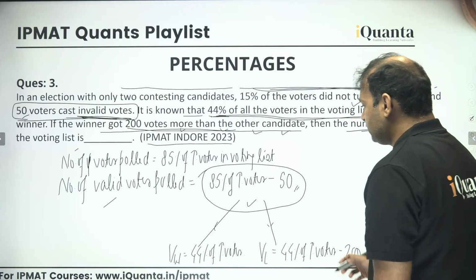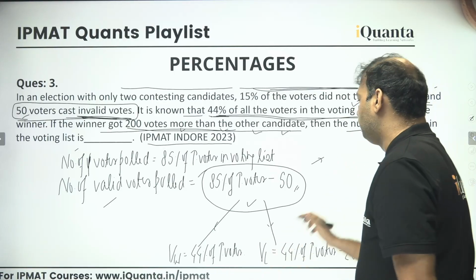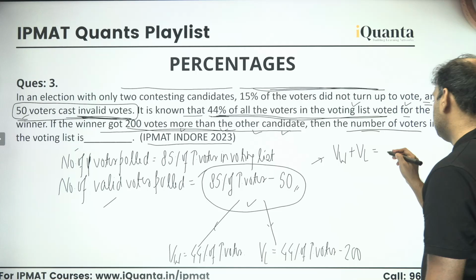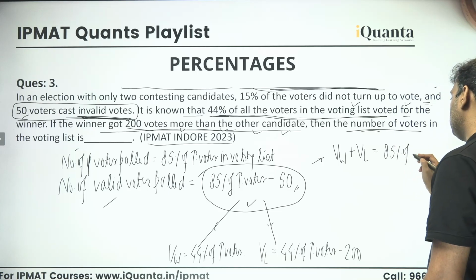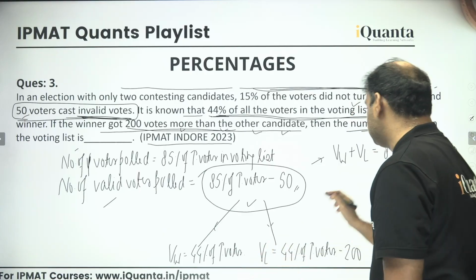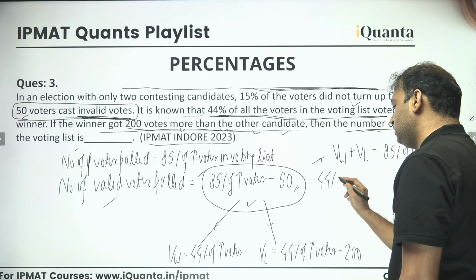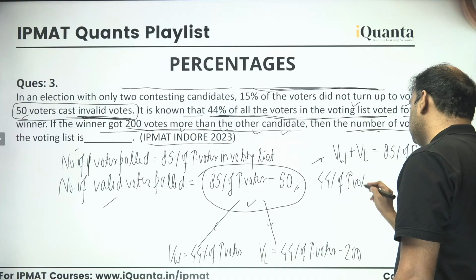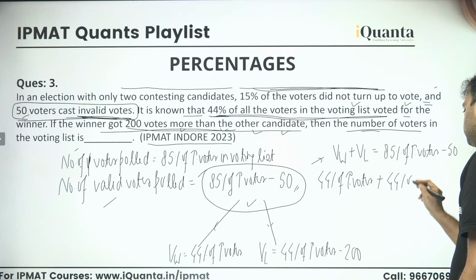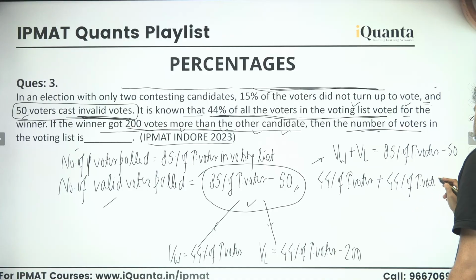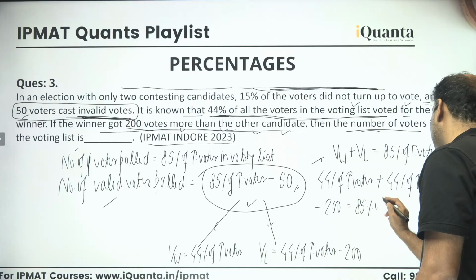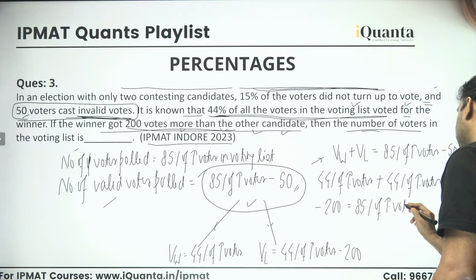So we'll create an equation on the basis of this. The votes of the winner plus the votes of the loser should be equal to 85% of the total votes minus 50, right? The votes of the winner are 44% of the total votes, right? The votes of the loser are 44% of the total votes minus 200, right? Which is equal to 85% of the total votes minus 50. This is what we can say.